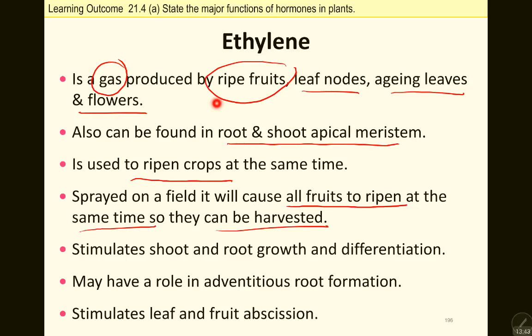Okay. So it stimulates the shoot and root growth and differentiation, and may have a role in adventitious root formation. Which root? Not the tap root, which root? The fibrous root. Okay, this one, adventitious root. They also stimulate leaf and fruit abscission, falling off.